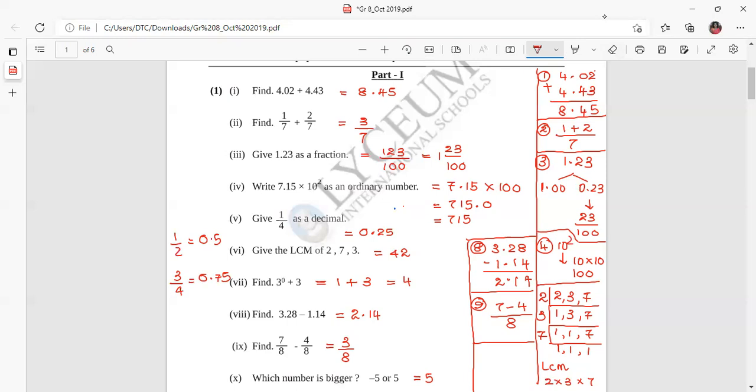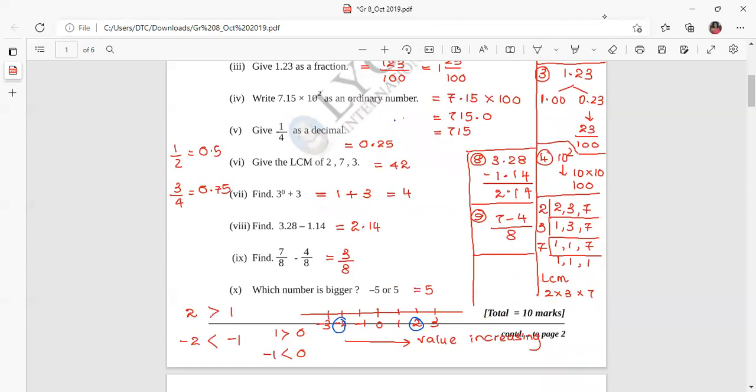Then the LCM calculation, right? When you are calculating LCM, you want to have a good knowledge about prime numbers and prime factors. Then question number 7 is about indices. The theory they are testing here is 3 to the power 0, whether you know it is 1 or not. So then 1 plus 3 is 4. Then the last one, which number is bigger? Here you don't need to draw the number line in the exam. I was just showing how you can compare the numbers with the help of the number line.